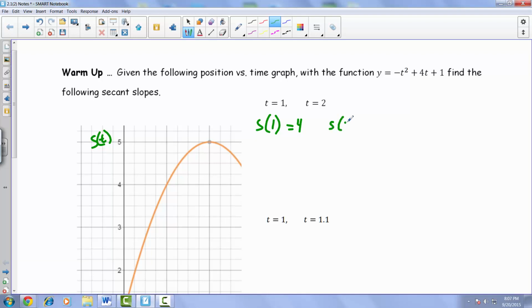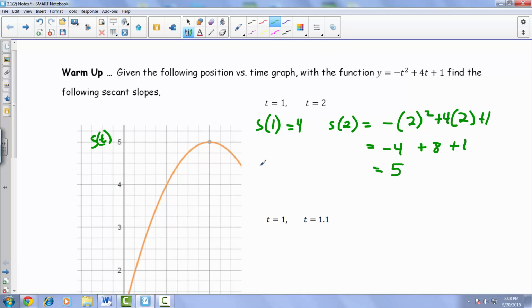When we throw in 2 into this function, let's just go ahead and do this one so you can see it. We have negative 2 squared plus 4 times 2 plus 1. This comes out to be negative 4 plus 8 plus 1. So then it looks like 4, 5. So the position at time 2 comes out to be 5.